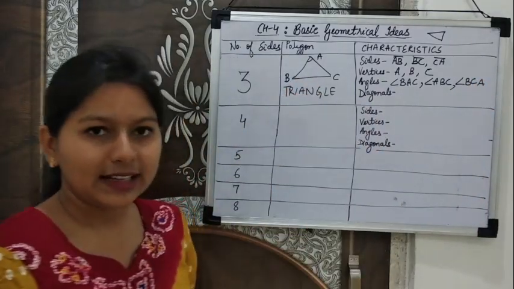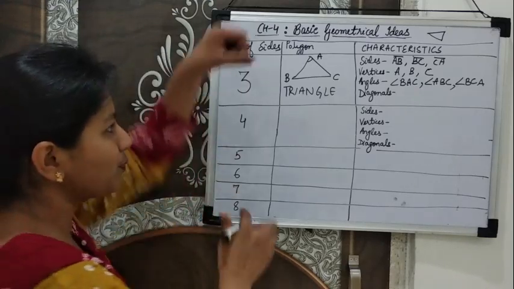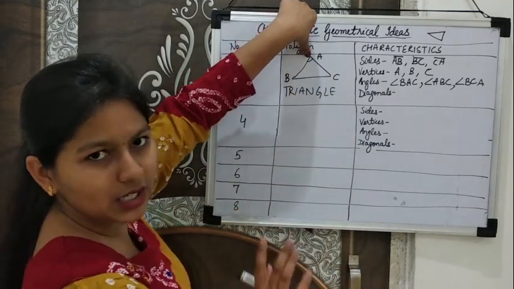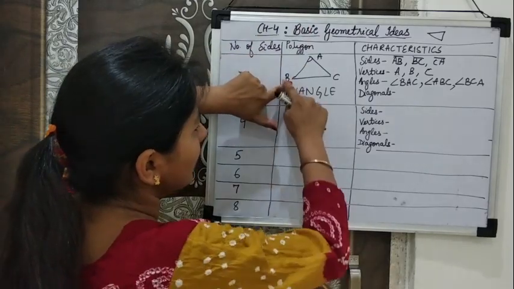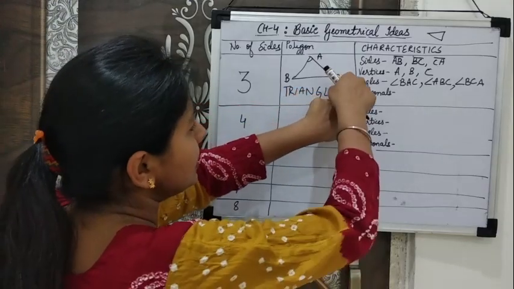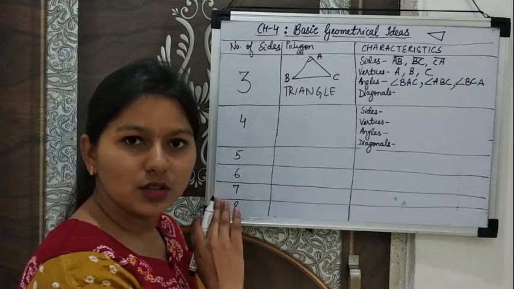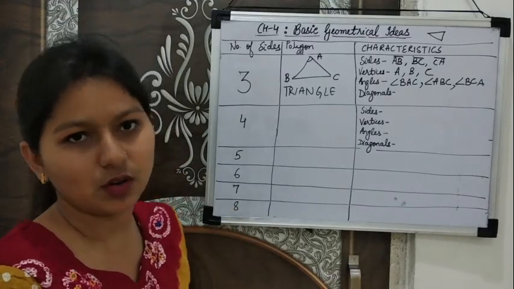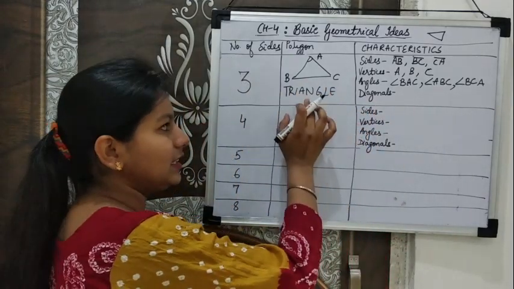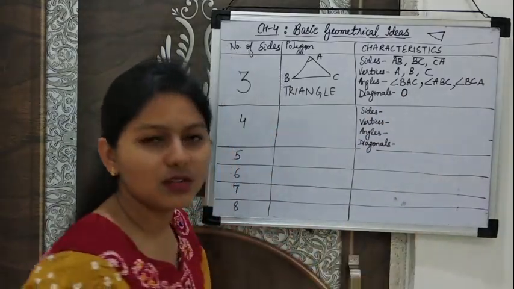Now diagonals. We have seen that a diagonal is formed by joining 2 non-consecutive points. With A, both B and C are consecutive. Similarly with B, both A and C are consecutive. With C, both A and B are consecutive. So there is no point which is non-consecutive. So there is no possibility of drawing any diagonal in a triangle. The number of diagonals it has is 0.